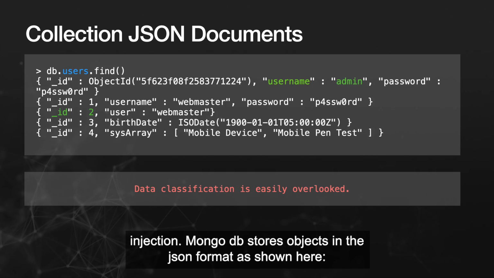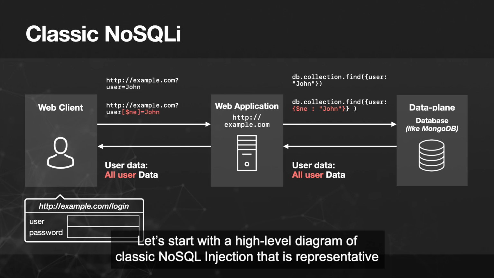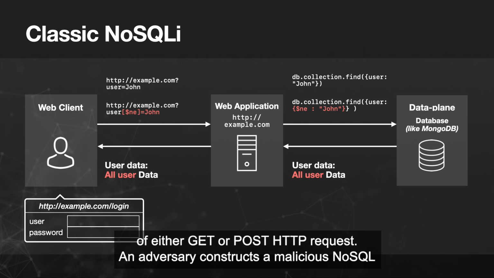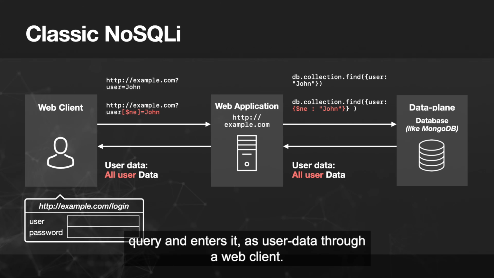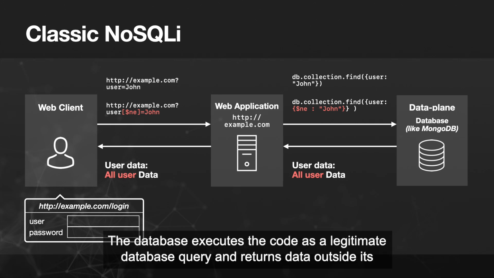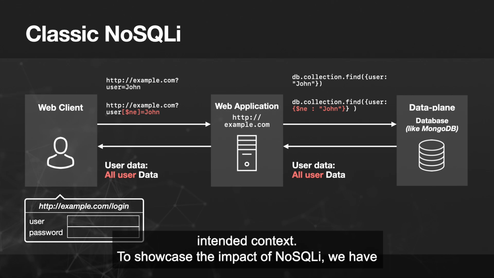MongoDB stores objects in the JSON format as shown here. Let's start with a high-level diagram of a classic NoSQL injection that is representative of either a GET or POST HTTP request. An adversary constructs a malicious NoSQL query and enters it as user data through a web client. The database then executes the code as a legitimate database query and returns data outside of its intended context.